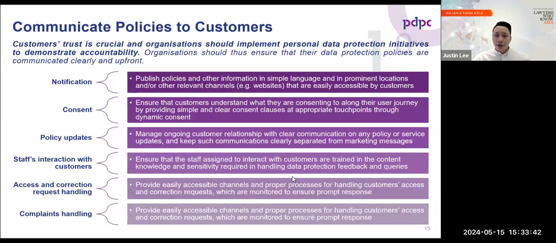Policy updates, they need to know whenever there are changes in the policies. They need to know how they can exercise their rights of access and correction. For example, what is the correct channel to contact the organization when it comes to exercising the right of access and correction, as well as complaints. What is the correct channel for them to do so, and how can they expect to hear back from the organization in response to that complaint?